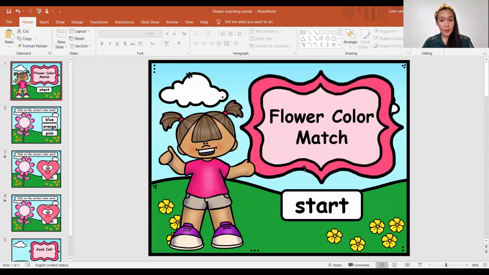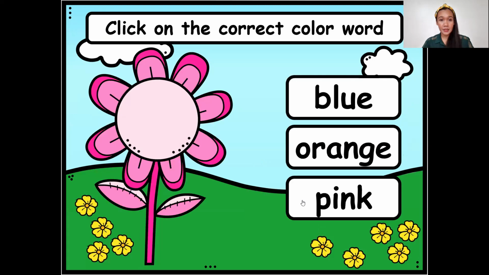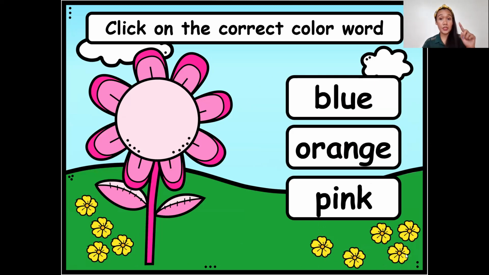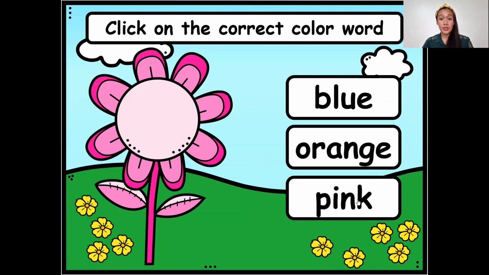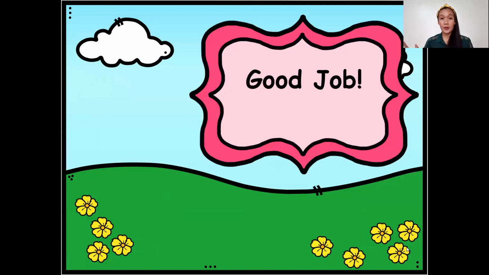And let's go back and start to see if everything works well. Start, blue, wrong. See, let's go back to the first instruction. So orange again, if it's the correct answer. There you have it, and then click. Good job. So this is how you create a simple interactive game.